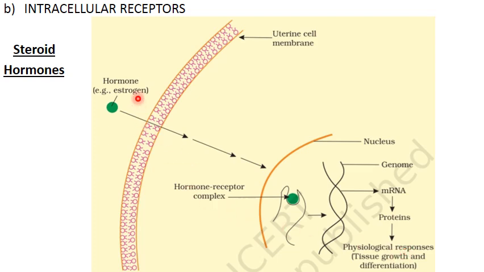Like if you have taken estrogen, we discussed many functions of estrogen. Like you have maturation of the secondary sex organs, like the uterus, the vagina, the fallopian tube, their tissue growth and differentiation, then external sex characters, their growth and differentiation. So all these responses will be under the influence of this hormone, that is estrogen, and it will produce them via this pathway. So this was about the steroid hormones which have intracellular receptors.